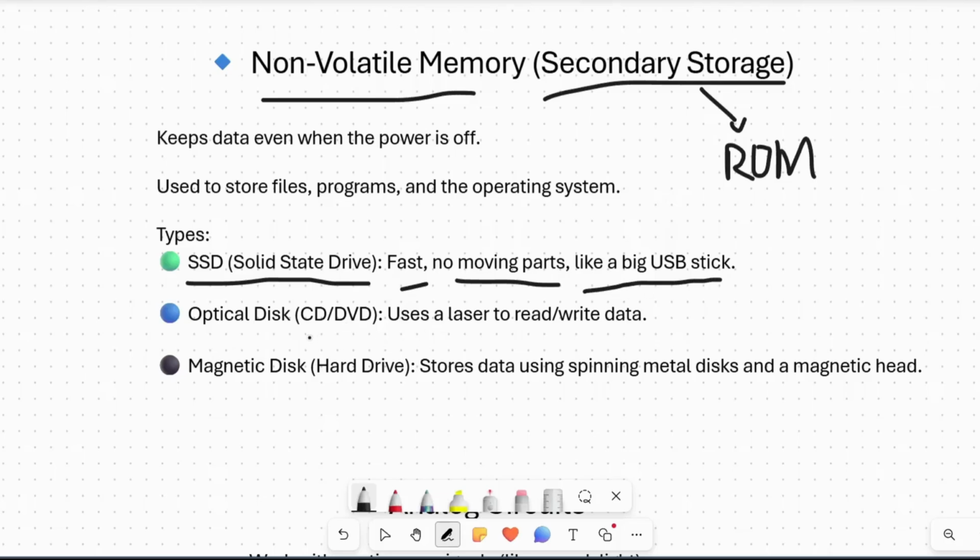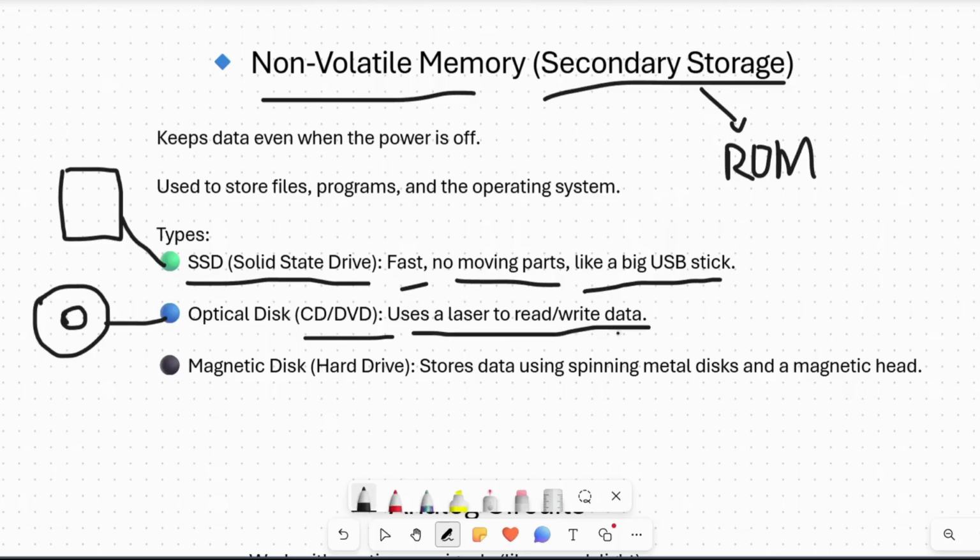Optical disc, CD, DVD. SSD looks like this, and CD, DVD looks like this. Now this is very rare in present time, CD, DVD, because it's outdated. It uses a laser to read and write data, and the read and write time is very lengthy, and SSD is much faster than CD, DVD.